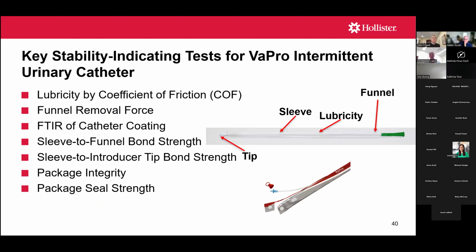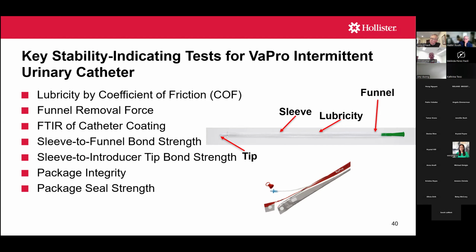So unlike drug products or even combination drug device products, we don't have an active ingredient. Again, this is strictly a medical device. So some of the key stability indicating tests for such a device: lubricity. Again, product is going into the urethra, so it needs to remain lubricious throughout the shelf life of the product. And we measure that by coefficient of friction test, which I have a slide on.